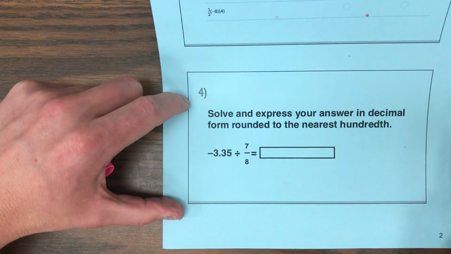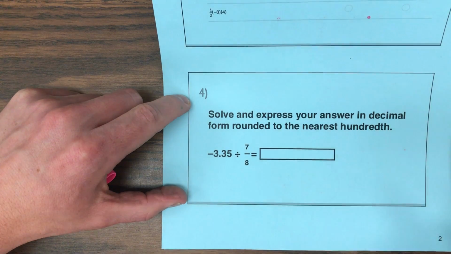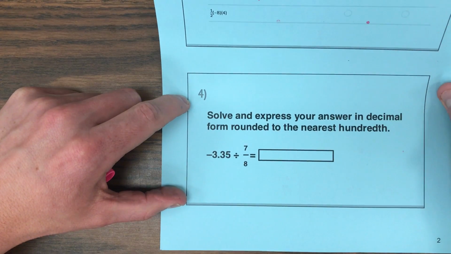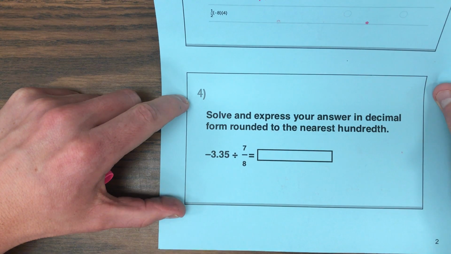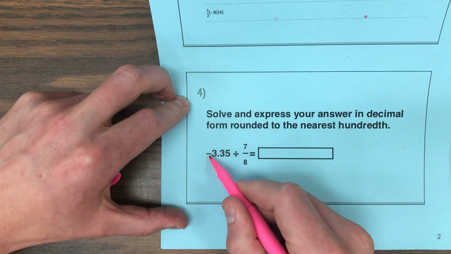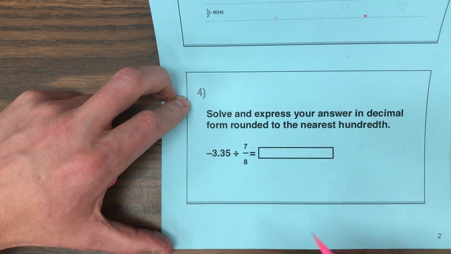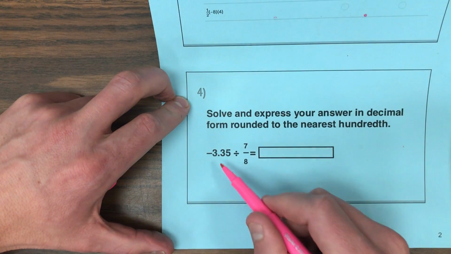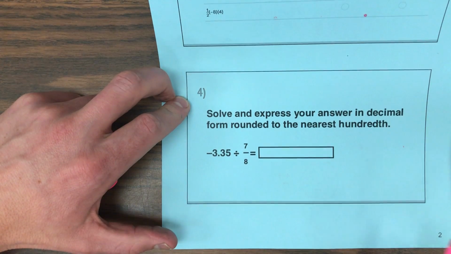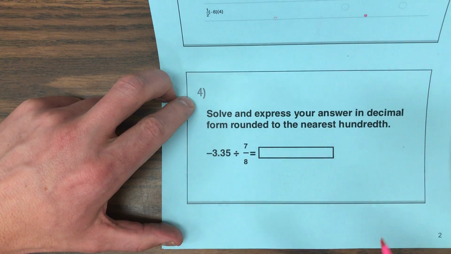Let's see here, number 4, solve and express your answer in decimal form, rounded to the nearest hundredth. All right, so I don't know if you would have a calculator for this question or not. We can talk about what to do if you didn't have a calculator. So first of all, I would ignore this negative sign throughout my calculations and just know that at the very end, since I'm taking a negative and dividing by a positive, my answer should be negative. And that's really all I need to think about until it's time to use that.